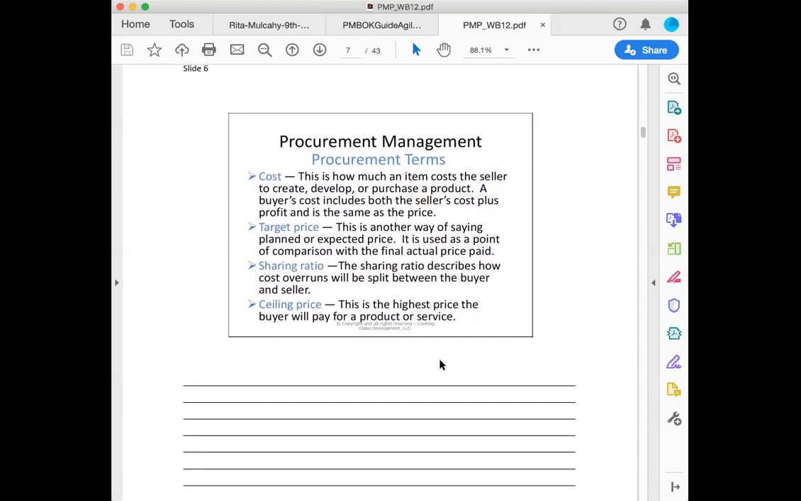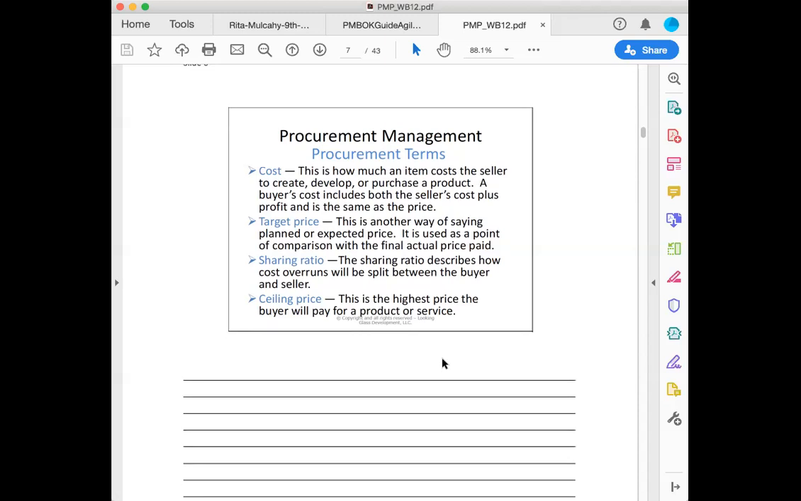Cost, this is how much an item costs the seller to create, develop, or purchase a product. A buyer's cost includes both the seller's cost plus profit and is the same as the price. Target price, another way of saying planned or expected price. It is used as a point of comparison with the final actual price paid. Sharing ratio is how the cost overruns would be split between the buyer and seller. And ceiling price, this is the highest price the buyer will pay for a product or service.